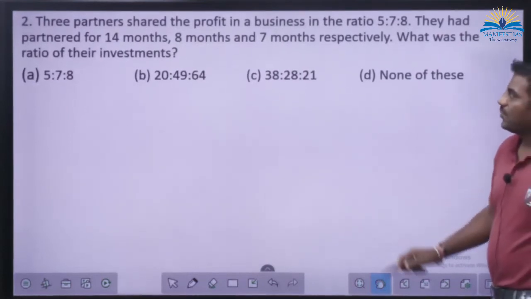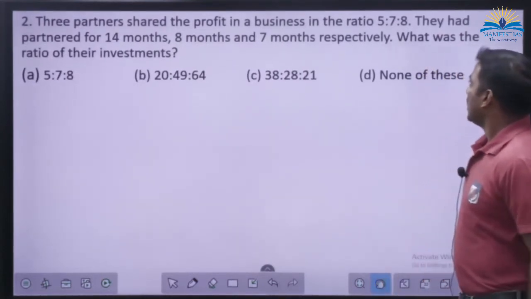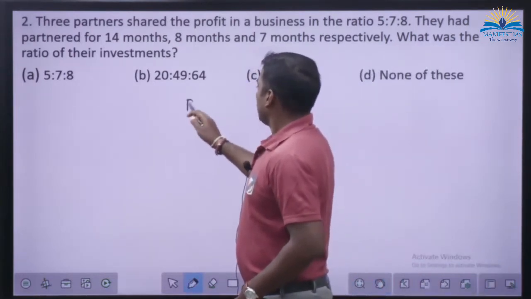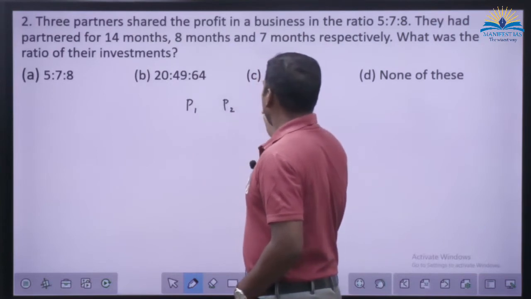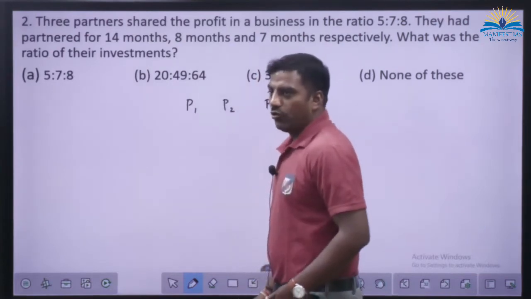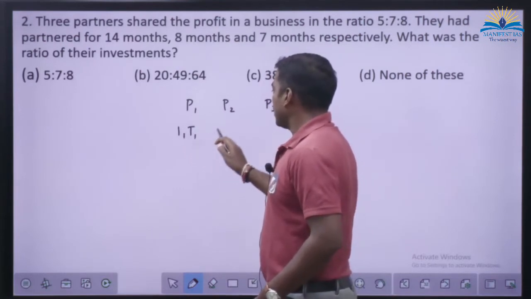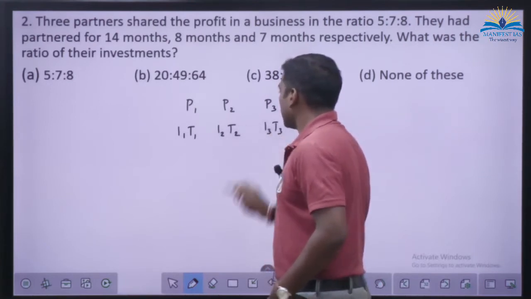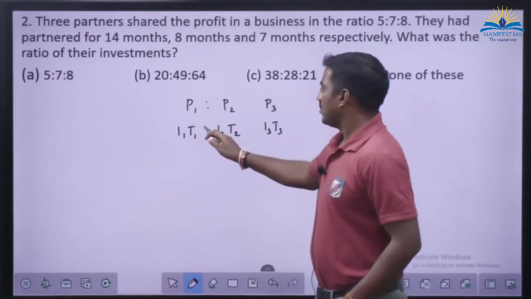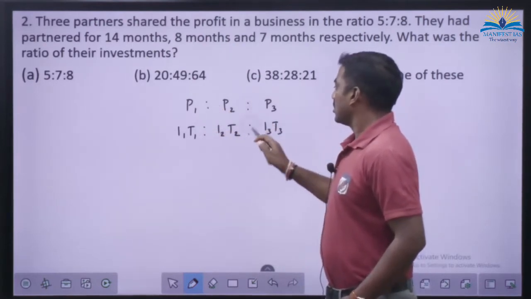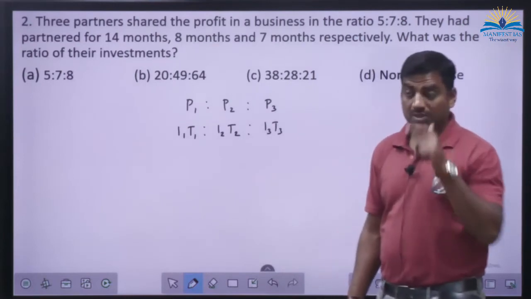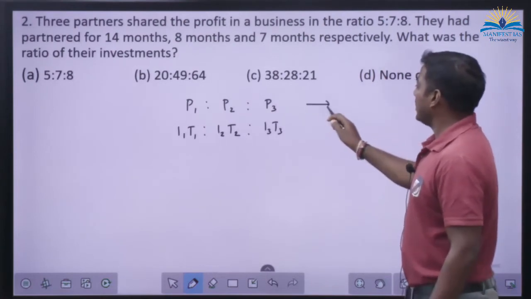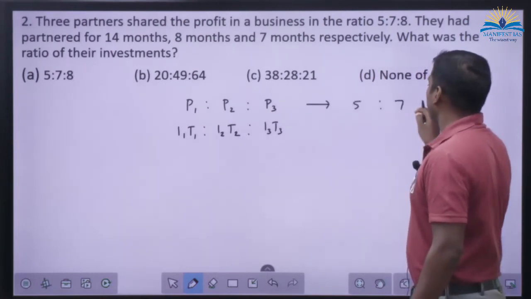3 partners shared the profit in a business in the ratio 5:7:8. So here I will put that equation: P1 is to P2 is to P3. How do we get it? I1 T1, I2 T2 and I3 T3. Correct? This is how we get it. But what have they given? They have shared the profit in 5:7:8. So they have already given this 5:7:8.